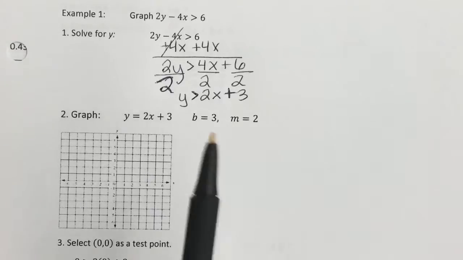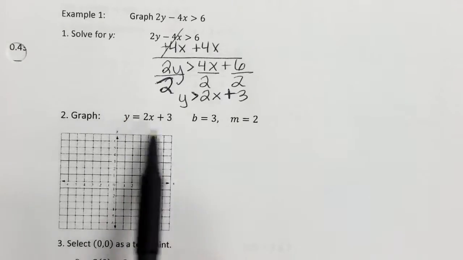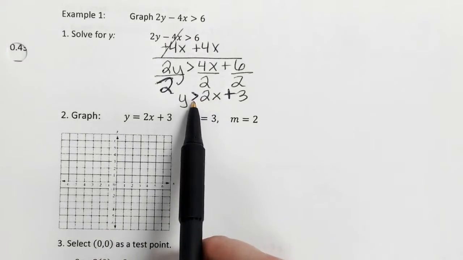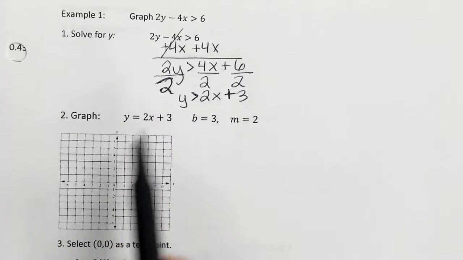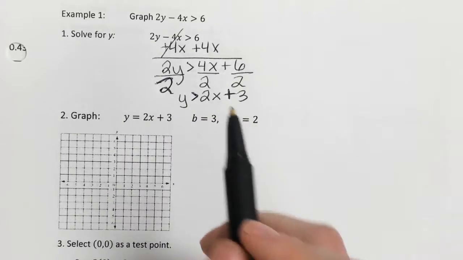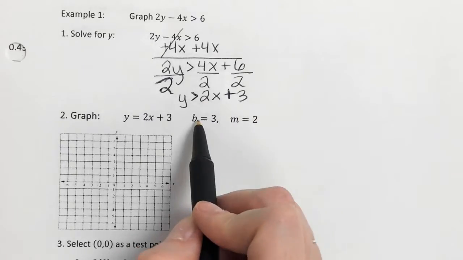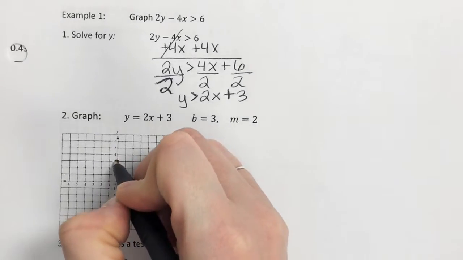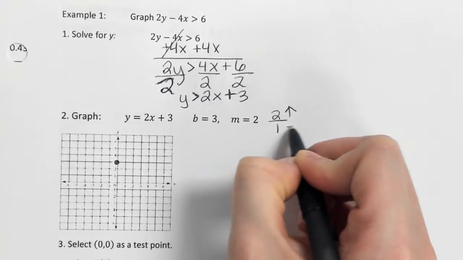Okay, so listen, if this confuses you, ignore it. It's just saying this is the line we're going to graph. And then you can think about the greater than or less than. But this is the line that we're graphing. So we have the m is 2, the b is 3. We begin with the b, and then we go up 2, 1 to the right.